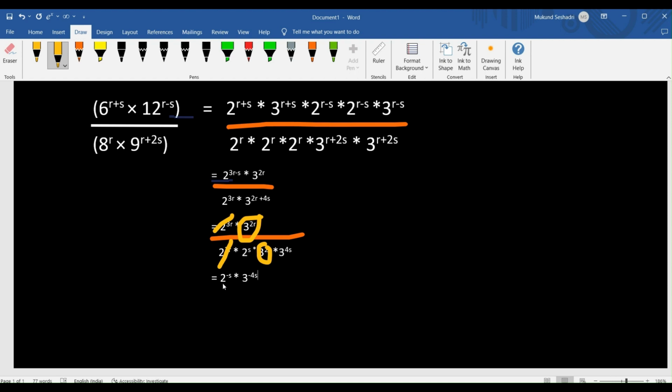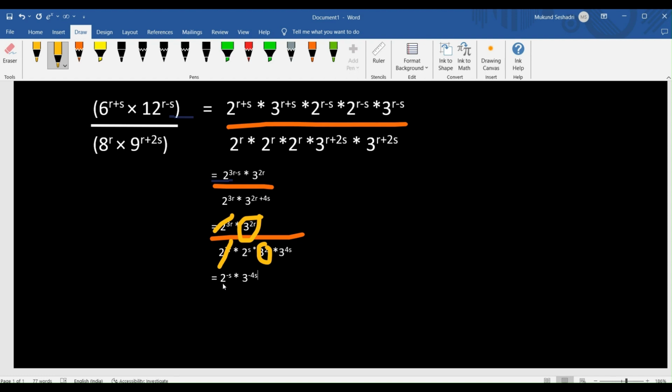And for this expression to be an integer, right, let's imagine if s is greater than 0, then we have this expression being lesser than 1, right? Let's assume if s is equal to 0, then we have this expression as 2 to the power 0 into 3 to the power 0. Let's assume s is negative, right? Then we have 2 to the power minus s is still an integer, and 3 to the power minus 4s will be a positive integer, right? Will be an integer, right?